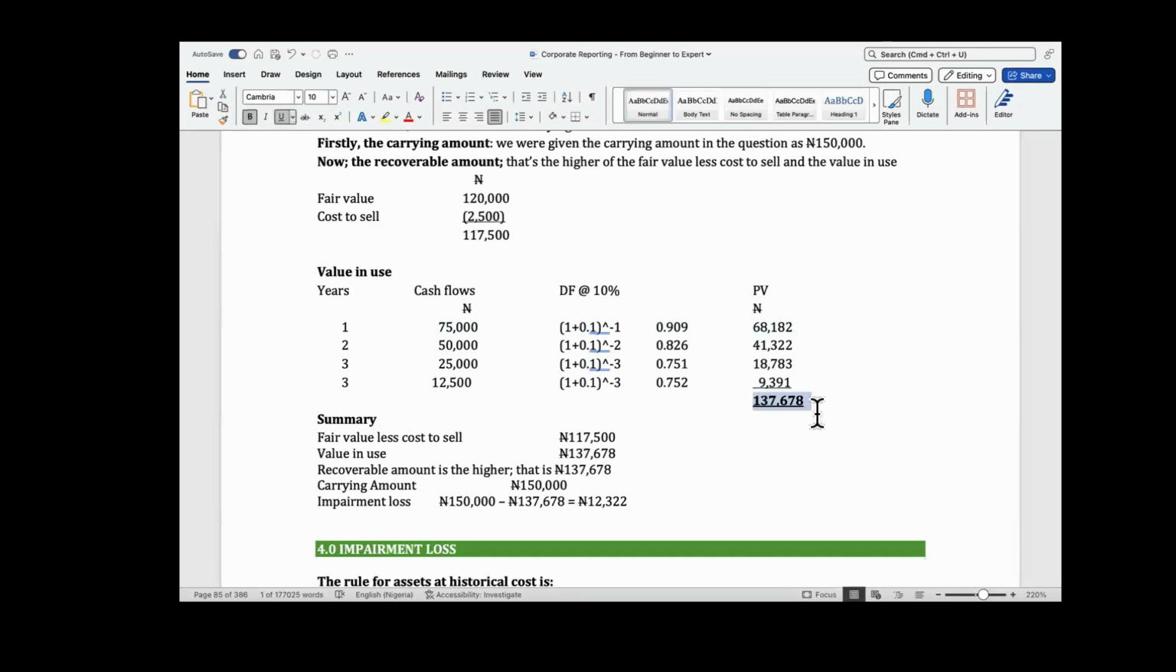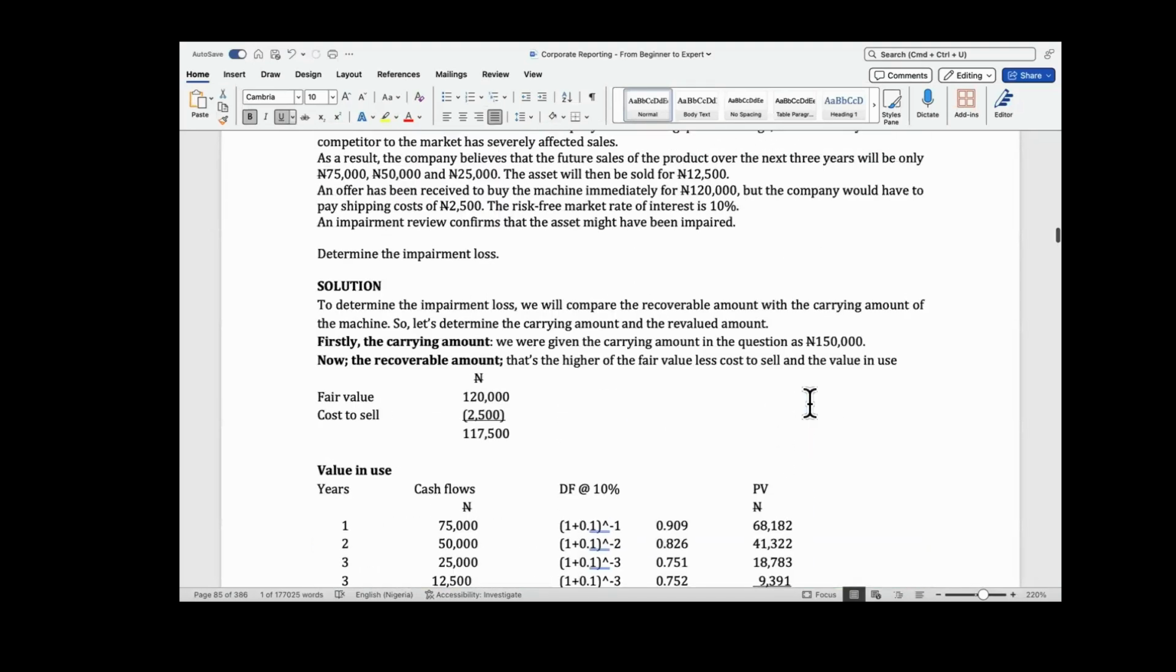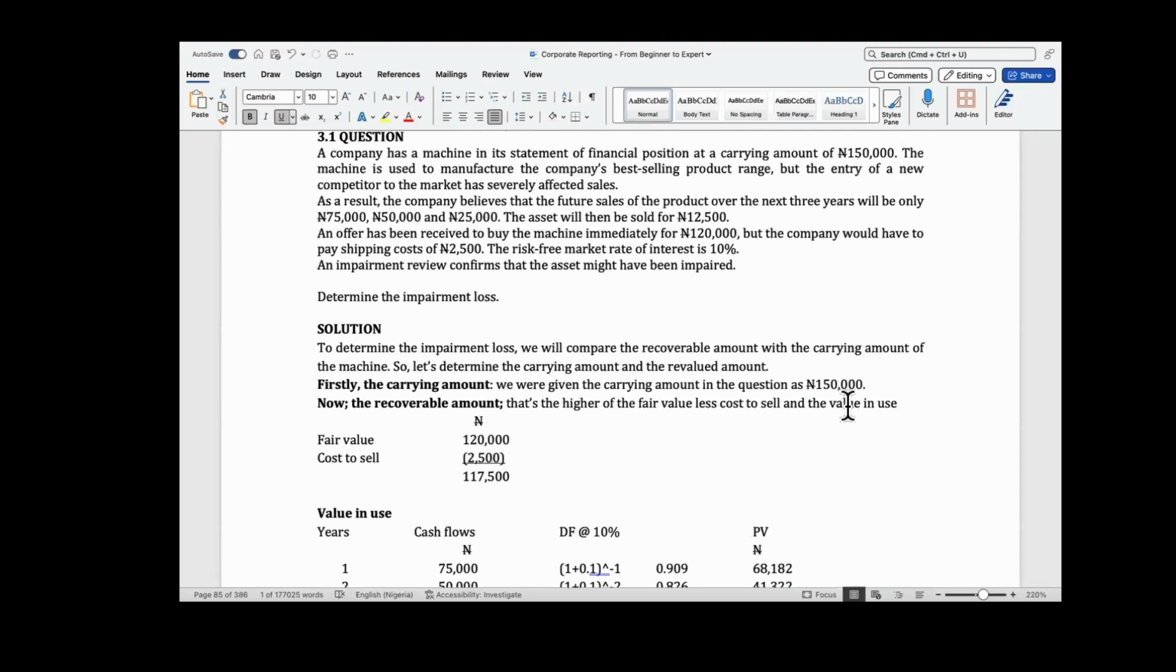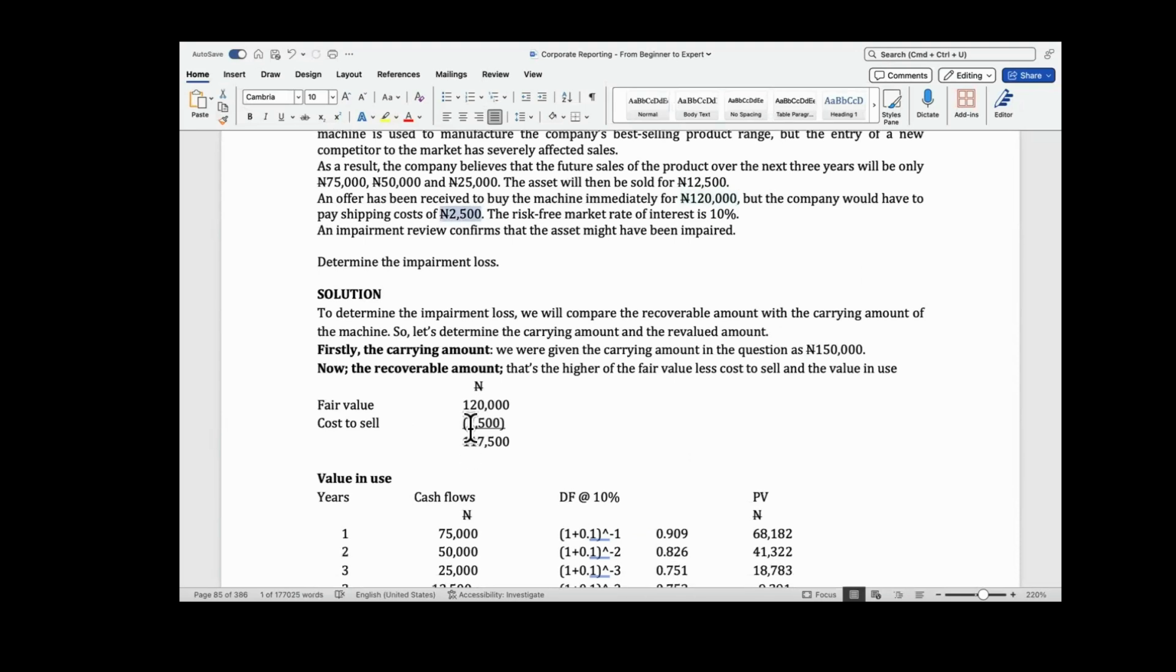So we have our value in use as 137,678. Having gotten the value in use, the next step is to determine the fair value. And the fair value, we're told that they can sell these assets immediately for 120,000 naira, but they will incur shipping costs. So the fair value will be like a net realizable value: we take the fair value of 120,000 and deduct the cost of selling. Then ultimately we get 117,500.